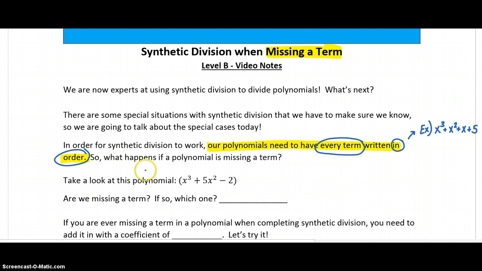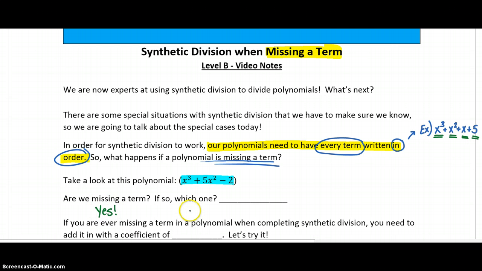Right? So then we ask the oh so important question, well, what happens if a polynomial is missing a term? Let's take a look. See this polynomial right here. See how it starts with an x to the third? And then we have an x squared term, and then it jumps to the constant. So are we missing a term here? Well, think back to this example we did together up here. We need an x to the third, an x squared, an x, and then the constant. I think we are missing something here. So yes, we are missing a term here.